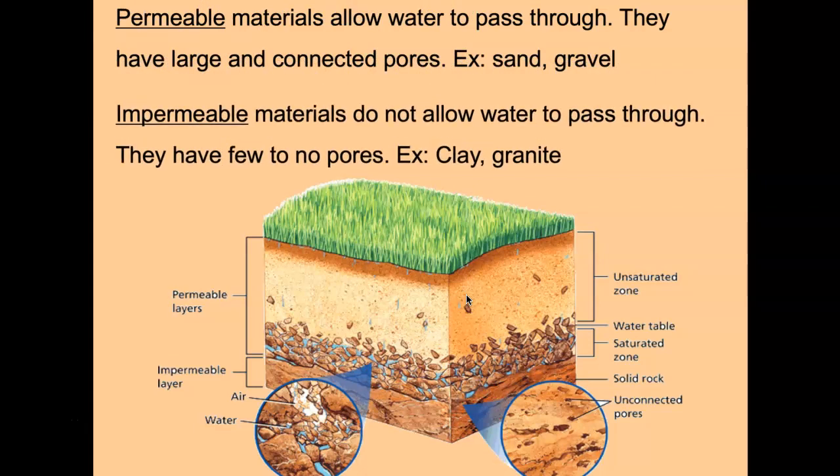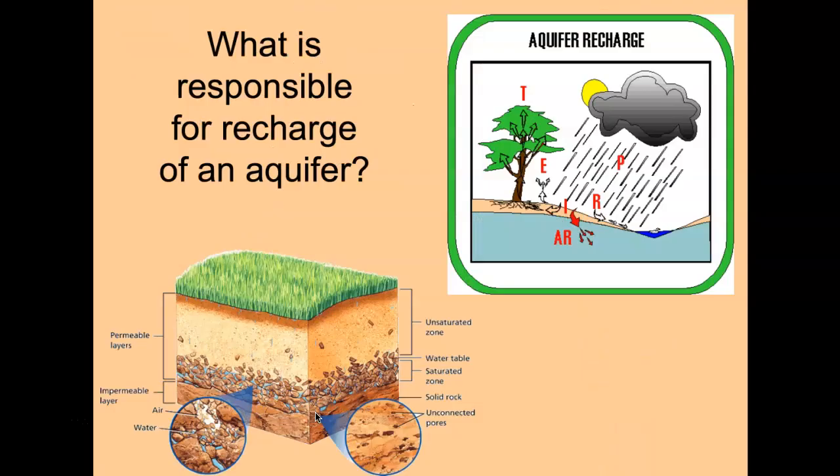And impermeable materials. So impermeable materials are not going to allow water to pass through them. They aren't going to have a lot of openings in them. So an impermeable material in this picture is going to be granite. Clay is another example. So you can see that there are some little pores in this particular granite, but they're not connected together. Whereas in this one, on the left here in the impermeable layer, there's lots of little openings, so the water can be contained within that.